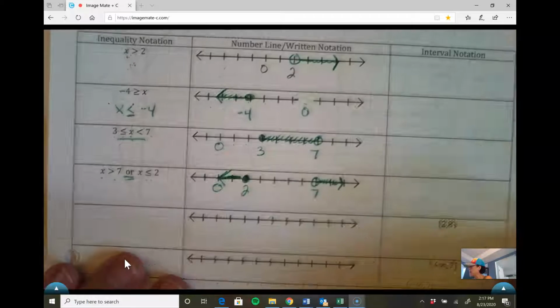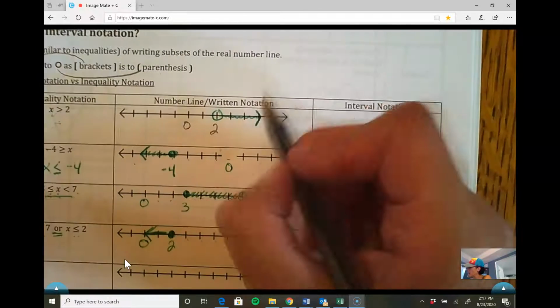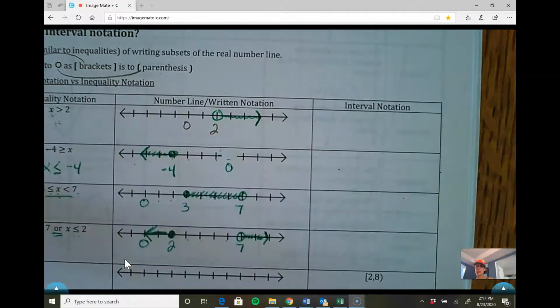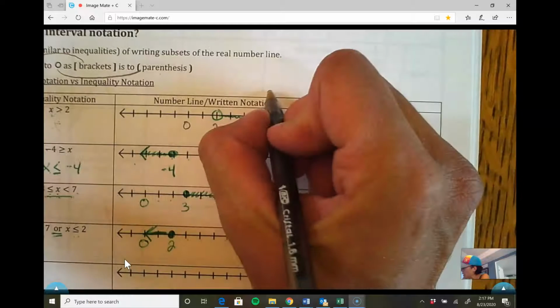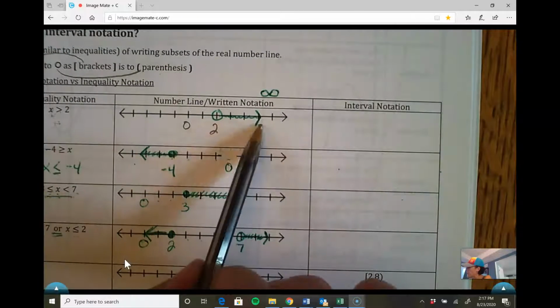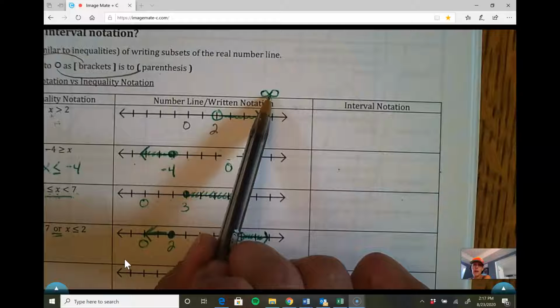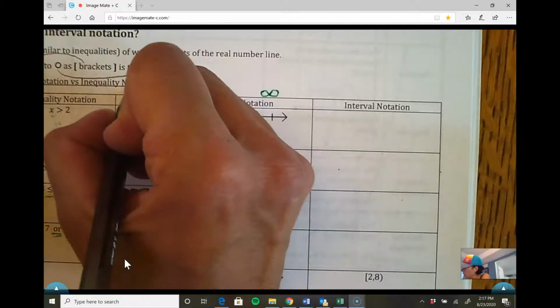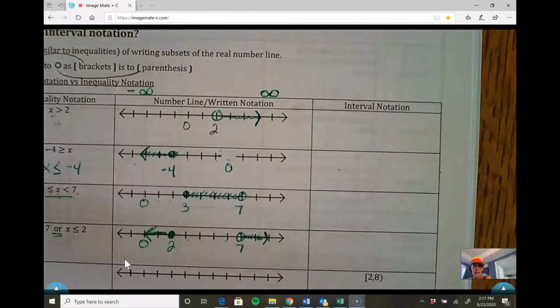So let's talk about interval notation. When something goes on and on and on, like it is in these two cases, that means it's never going to hit an end. And so what we like to use for numbers that never end is the infinity symbol. So when it's going to the right, we're going to use a regular infinity sign, and when it's going to the left, we're going to use a negative infinity sign.